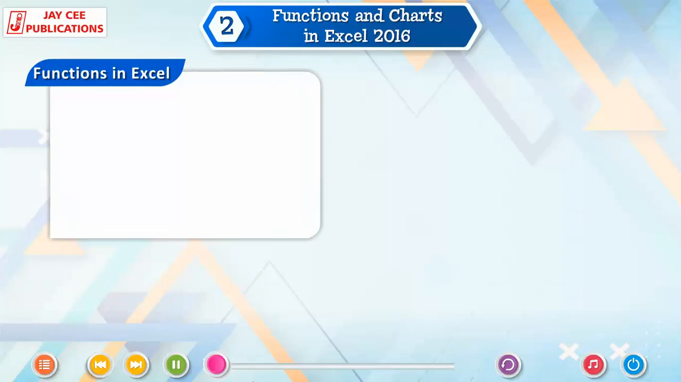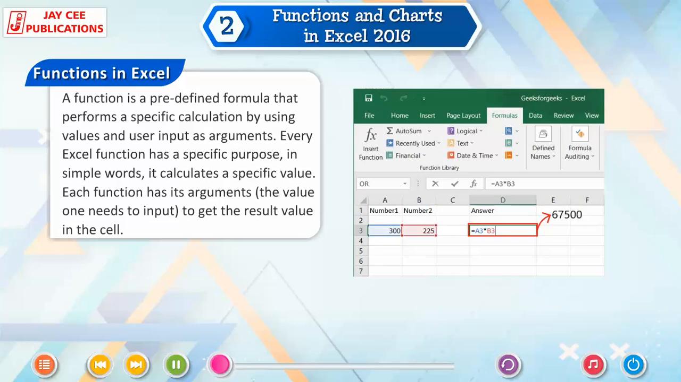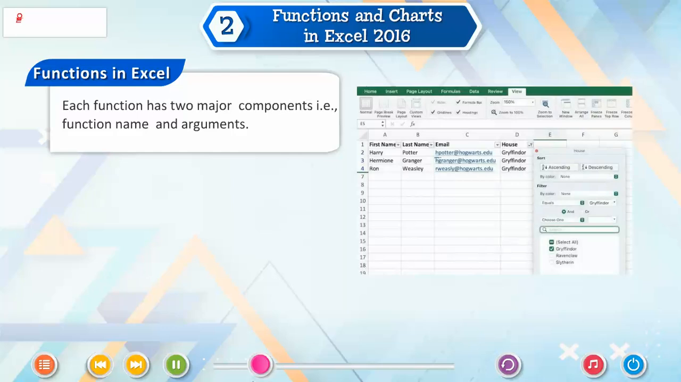Functions in Excel. A function is a predefined formula that performs a specific calculation by using values and user input as arguments. Every Excel function has a specific purpose. In simple words, it calculates a specific value. Each function has its arguments, the values one needs to input to get the result value in the cell. Each function has two major components, that is, function name and arguments.